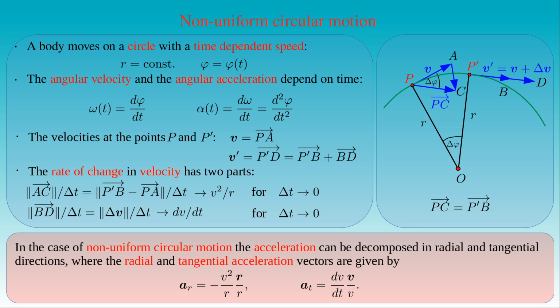The tangential acceleration of the body is equal to the derivative of the speed v with respect to the time t times the normalized velocity vector v, which gives the unit tangent to the circle in the given point. The net acceleration of the body traveling on the circle at a non-uniform speed is the sum of the radial and tangential accelerations at any point of the circle.